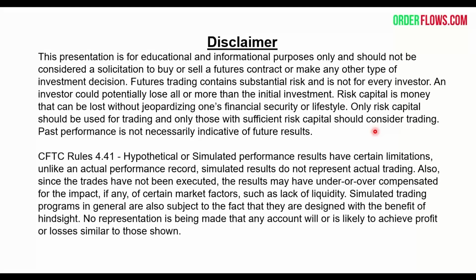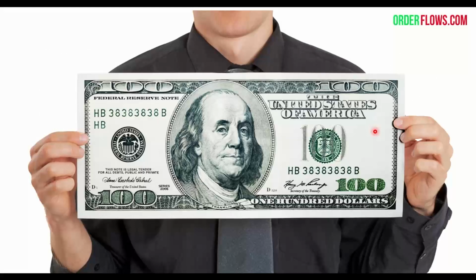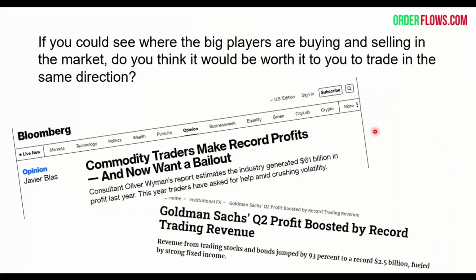All right. So before I jump in, just a brief disclaimer, we're all adults here. Trading involves risk. So, you know, big money, right? This is what you call big money. It's not real, but in this case, I wish $100 bills were that big. But when people think of the terms big money, really what you're thinking of is the big players in the market, right? So if you could see where the big players are buying and selling in the market, do you think it would be worth it to you to trade in the same direction?